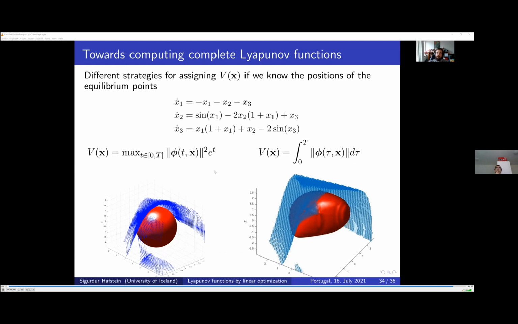And here we get nice Lyapunov functions for the three-dimensional system. It's failing here in the blue dots. This is actually separatrices. And well, we cannot really plot the Lyapunov function, but we can plot level sets. So you see here, everything starting in the red ball here will go to the equilibrium at 0. Everything starting in this red set here will go to the equilibrium at 0.